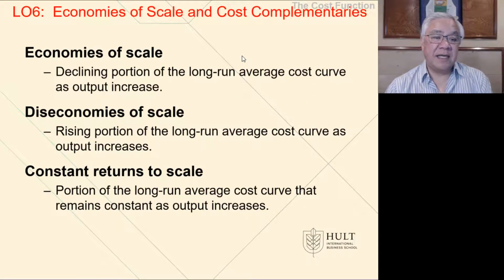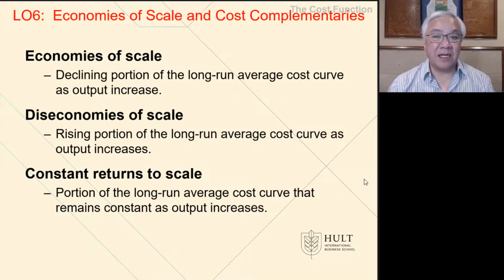Learning objective 6 is economies of scale and cost complementarities. Economies of scale are where we have a declining portion of long-run cost curve as output increases. In other words, every additional unit we're building, we get more output. So let's see some of the graphs associated with these particular measures.